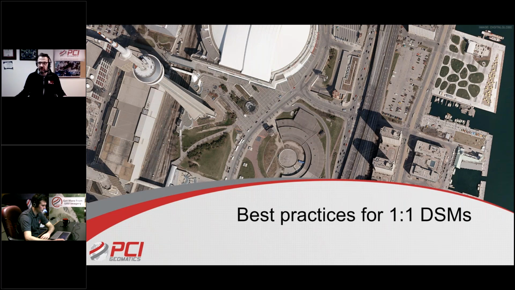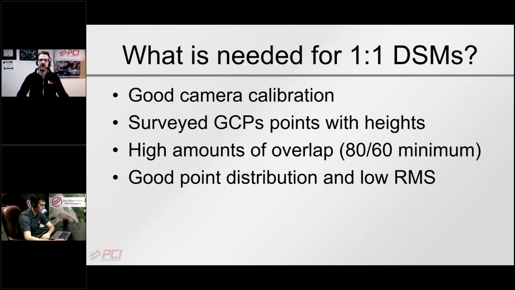So we thought we would highlight just really quickly some of the conditions that will help you derive those high quality DSMs. Good camera calibration is obviously very important. Take care of all the lens distortions or aberrations contained in the lens.